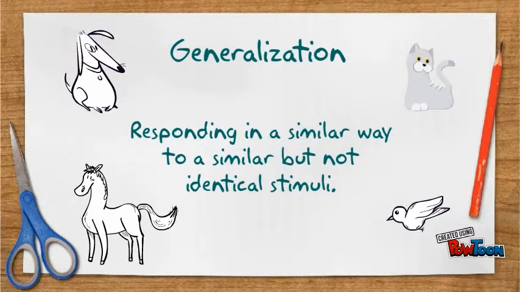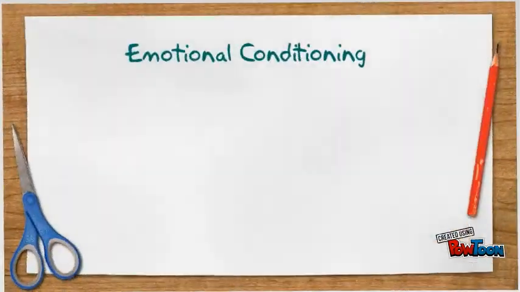Generalization. Generalization is responding in a similar way to similar but not identical stimuli. For example, a traumatic experience with a dog when younger turns into fear of all furry animals later in life.